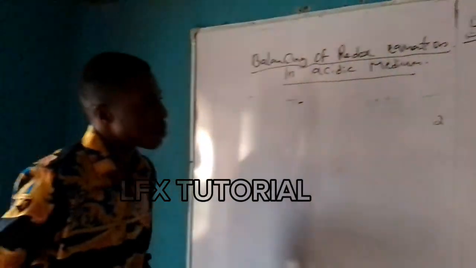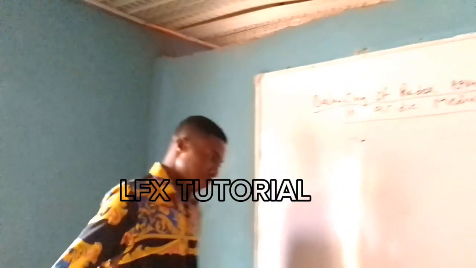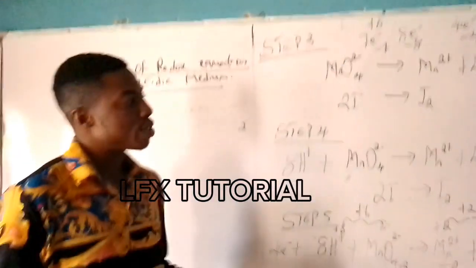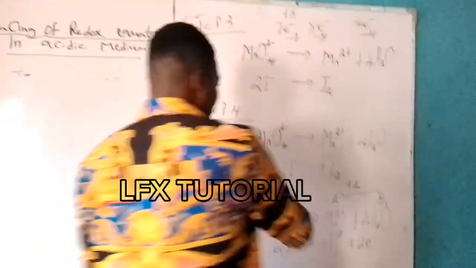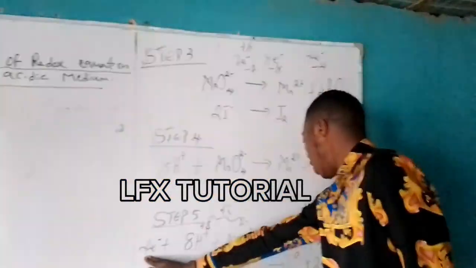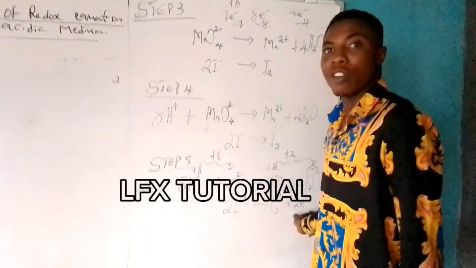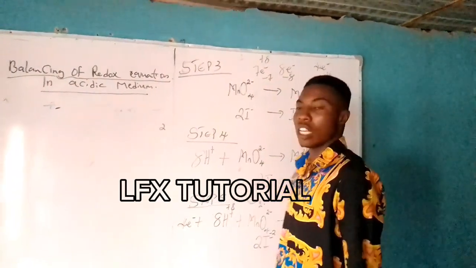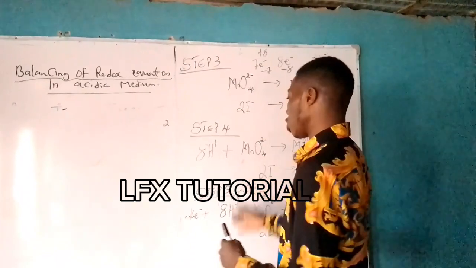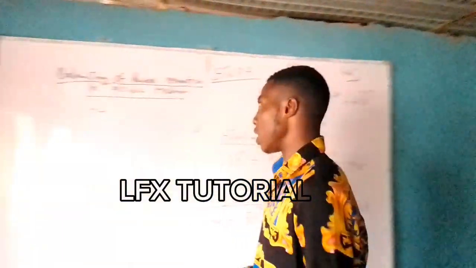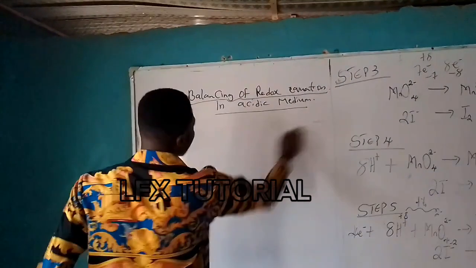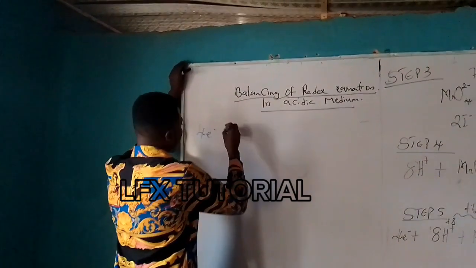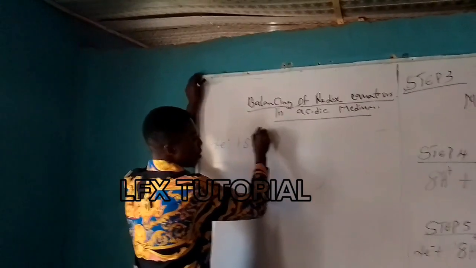Now in step 6, what you want to do is remember in a redox reaction, one is losing and one is gaining. So if this one is losing 4 electrons, this one is supposed to be gaining 4 electrons. So we have to make sure that the number of electrons lost is balanced with the number of electrons gained. So let's write these things down, back.